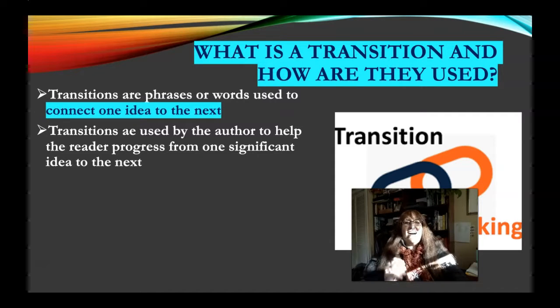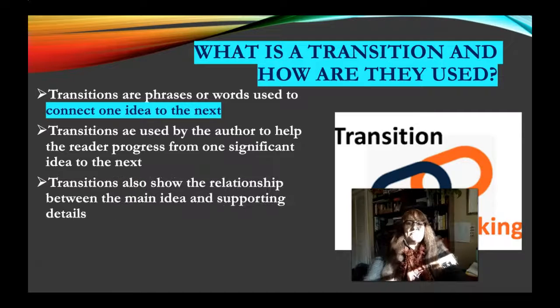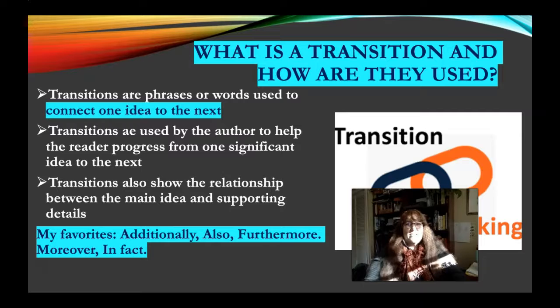Transitions are used by the author to help the reader progress from one significant idea to the next. Right? It helps you prove your point. They show the relationship between the main idea and supporting details. Really important. You need to use them in emails too. I'm just saying. I have favorites that I use automatically in emails and things like that. Additionally, in addition, also, furthermore, moreover, in fact, those are some of my favorites. I use them for emphasis and I use them to add additional information, right?